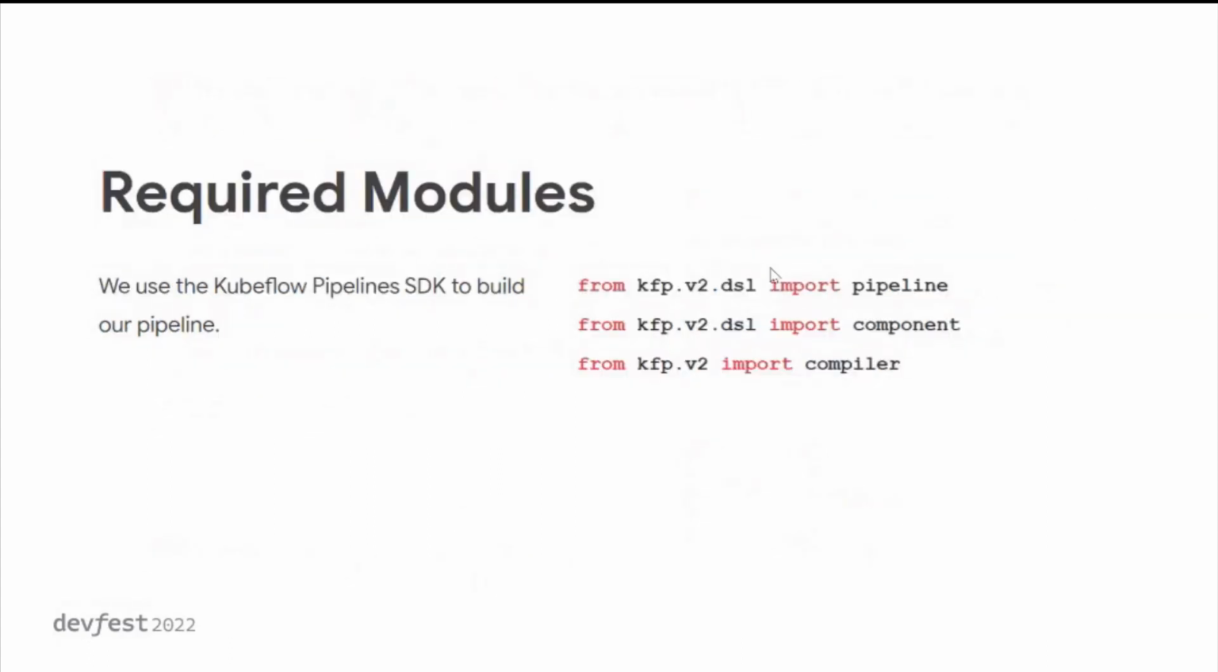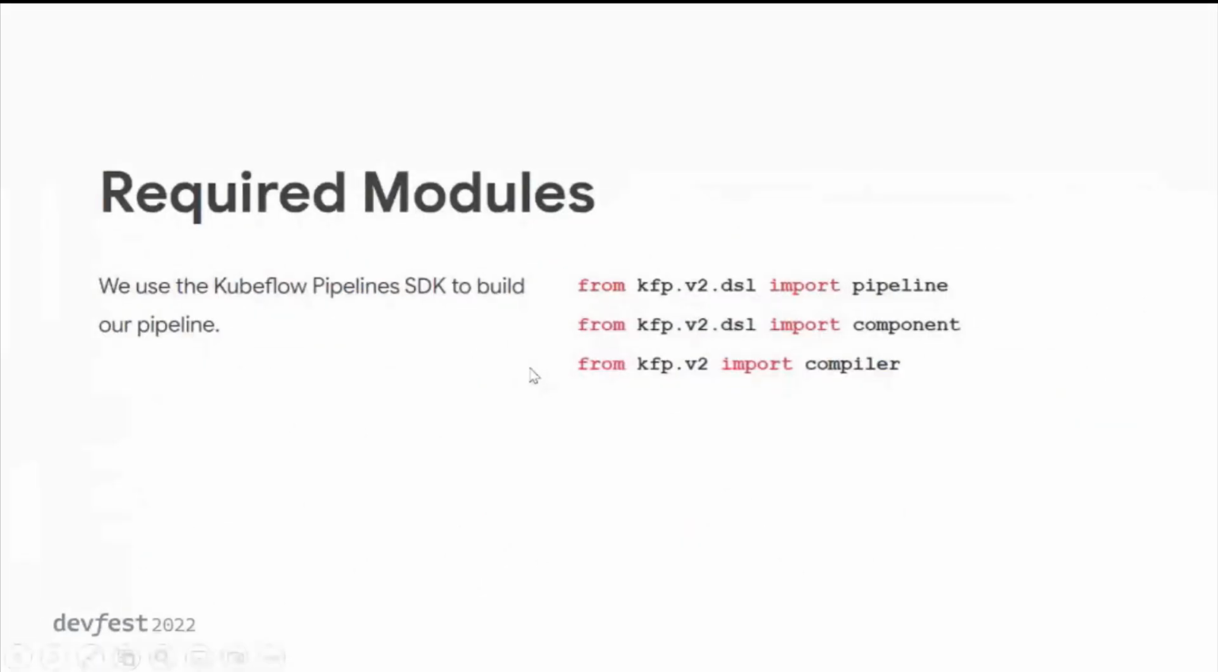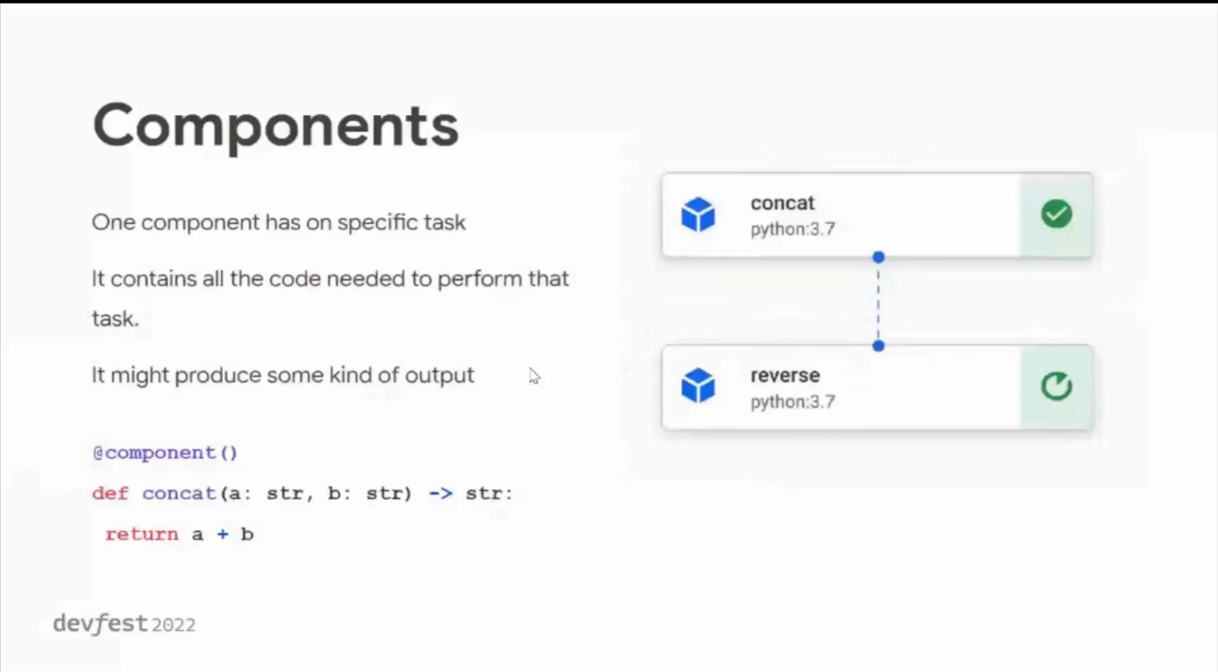So to run a Kubeflow pipeline, we have a Kubeflow pipeline SDK which we need to install. And right now, the version of Kubeflow pipeline which we are using is V2, and from that you can import different modules like pipeline, component, and compiler. We will look at the code of all these.